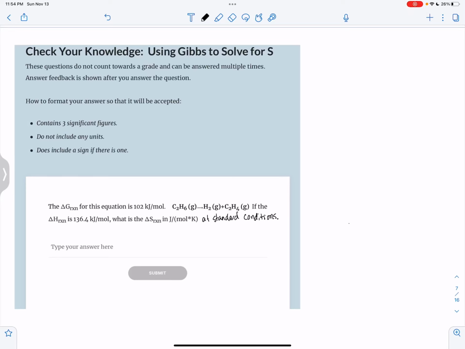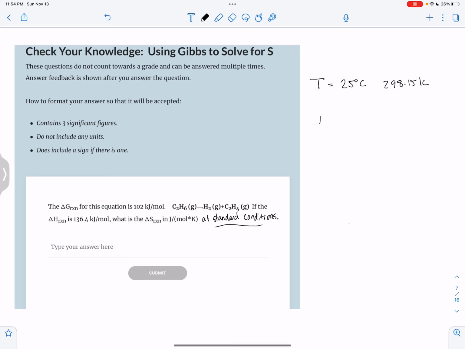Okay, so for this one, the key part on yours, it's typed in. It says at standard conditions. So it tells you your temperature. Remember, that means it's either 25 Celsius, or when you add 273.15, you get 298.15 Kelvin. So that's your standard temperature right there.